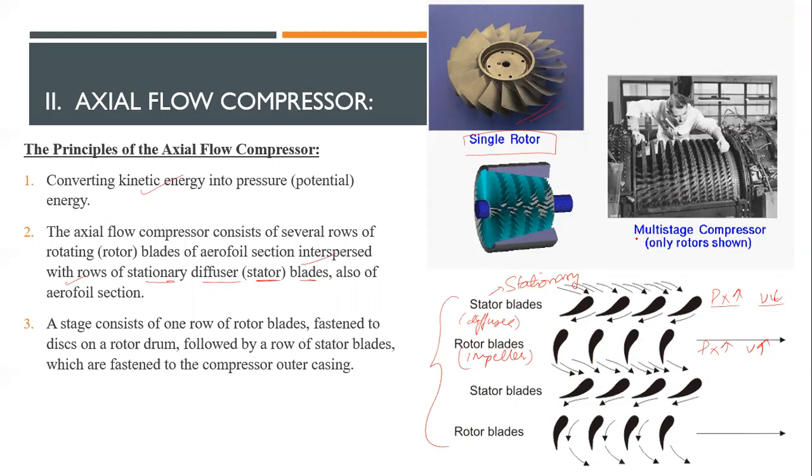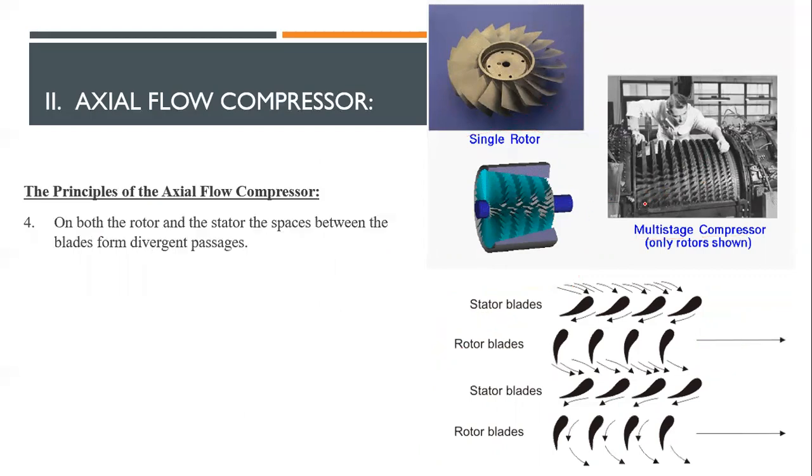You can see this is a multi-stage compressor. Only the rotors are visible here, but you can see always we have a combination of both. A stage consists of one row of rotors, then we have one row of stators, and that is how it works, which are fastened to the compressor outer casing. Now, what is the outer casing? We have already seen this. This is the casing. Wait, I have a picture. I'll show you how both of them are attached together and one by one.